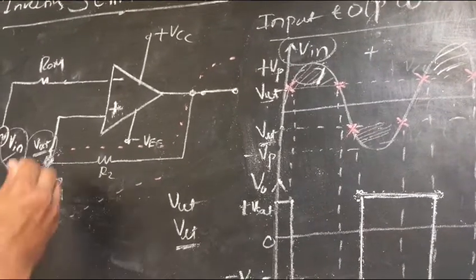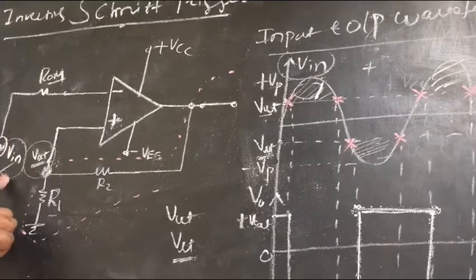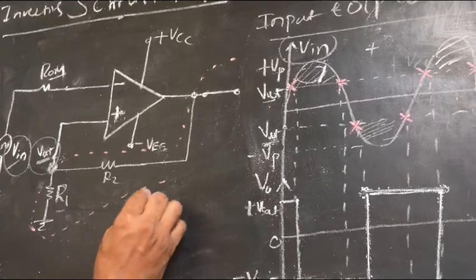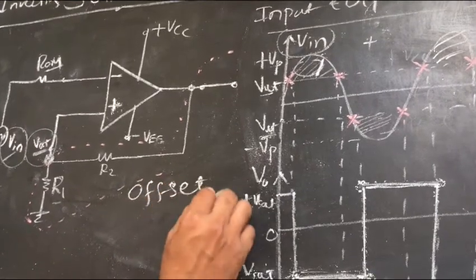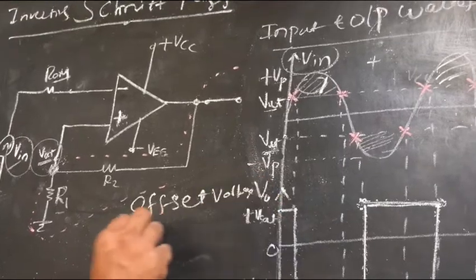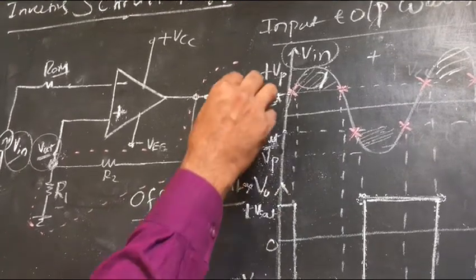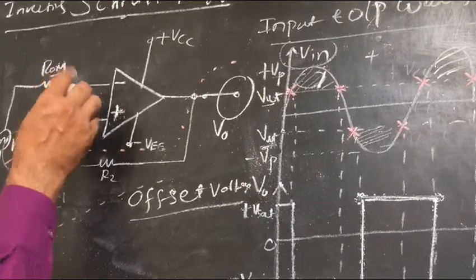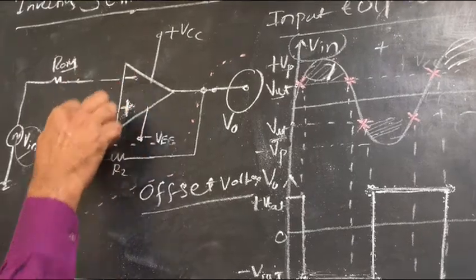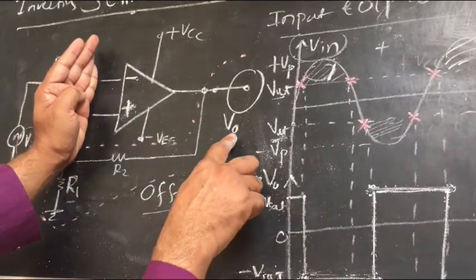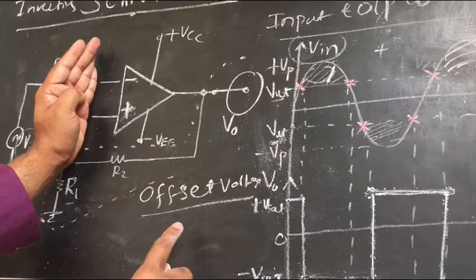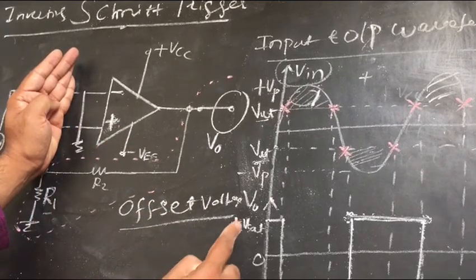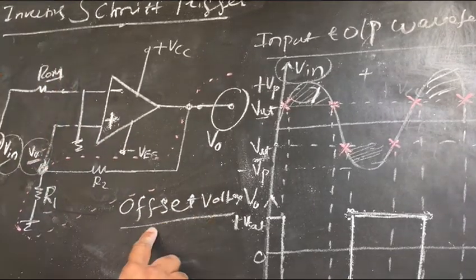The resistor ROM in the circuit diagram is connected in series with Vin to eliminate the effect called offset voltage. So what is the meaning of offset voltage? Offset voltage is nothing but the output of the op-amp comparator or op-amp circuit when both the inputs, that is the inverting and non-inverting terminals, are grounded. But practically, when both input terminals are grounded, we get a small output at the output side. This unwanted output voltage is called offset voltage.